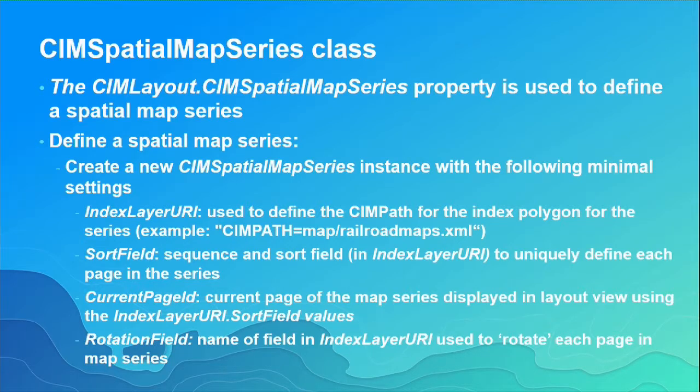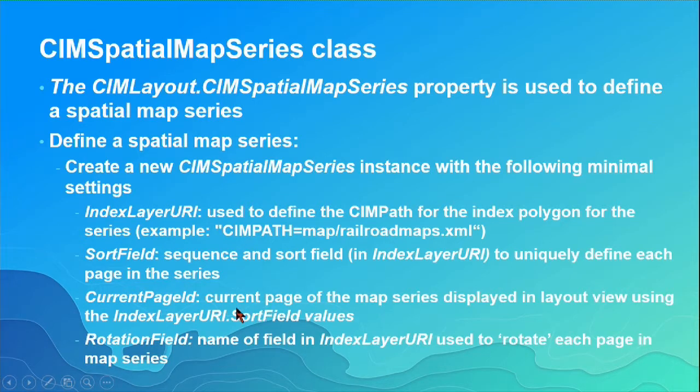Then you need to give it a sort field. Now, the sort field determines a unique identifier in each record of your index layer. In my case, my railroad maps, my polygons, each have a unique identifier for each page in my series. And then the current page ID allows you to set the current page of the map series that is displayed within the layout view. And it's the same IDs that are specified by your sort field that we just specified up here.